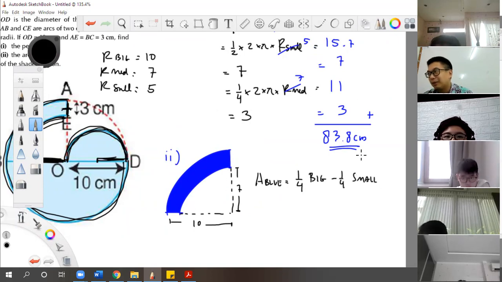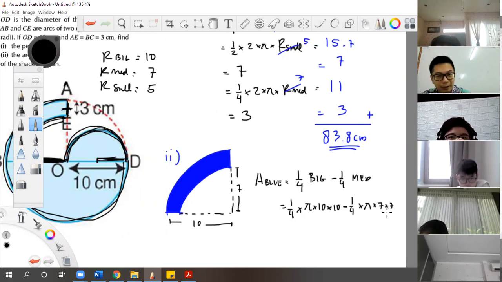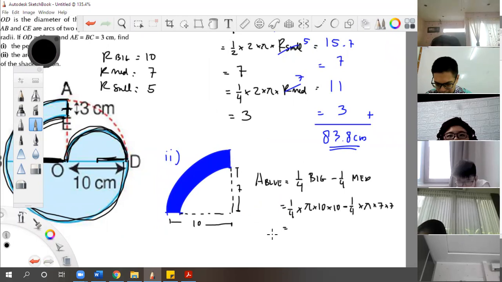Or the medium, calculated like this medium one. If we look at the whole picture, so 1/4 times pi times big r, 10 times 10, right? Minus 1/4 times pi times 7 times 7. Like that. But this is only one part. So 1/4 times pi, using 3.14 on the left. 10 times 10 is 100. Subtract 1/4 times 22/7 times 7 times 7. The answer is simply 40 cm square.